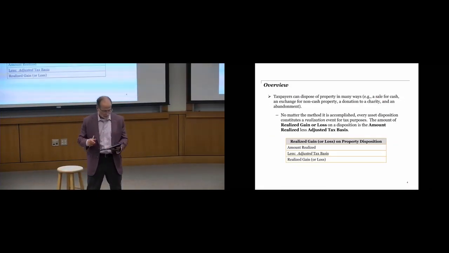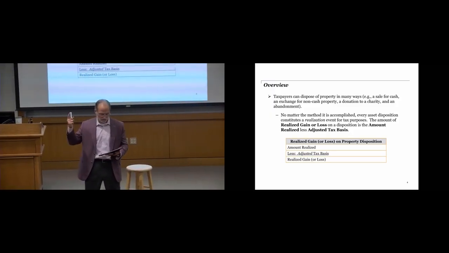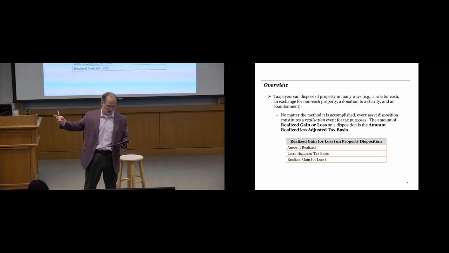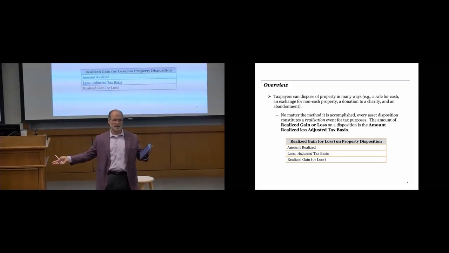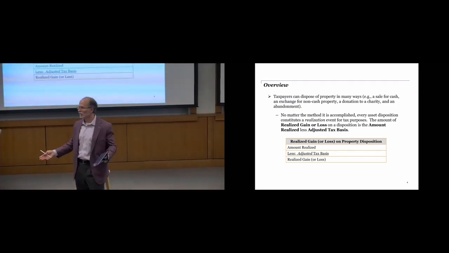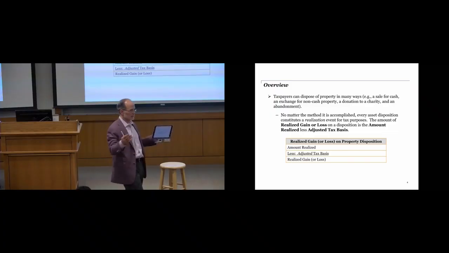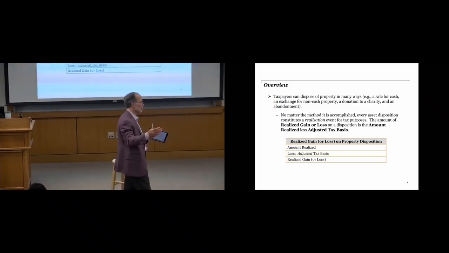Okay, taxpayers can dispose of property in many ways, as we talked about. Sale for cash, exchange for non-cash property. You can donate it to charity. You can abandon the asset. The asset is not worth anything anymore. Right? That happens sometimes with parcels of land. Somebody just says it's not worth anything to me anymore, I'm just going to forego my ownership of that.